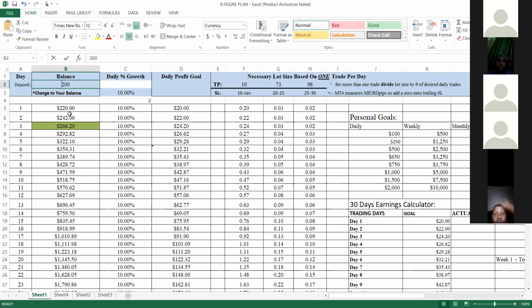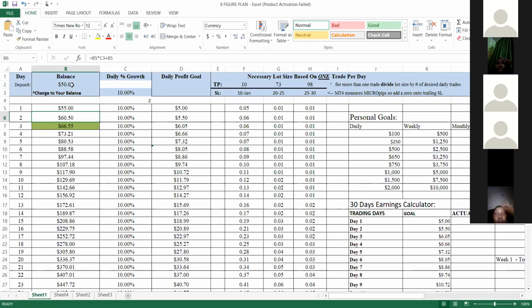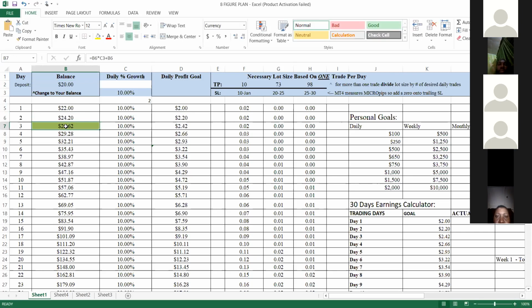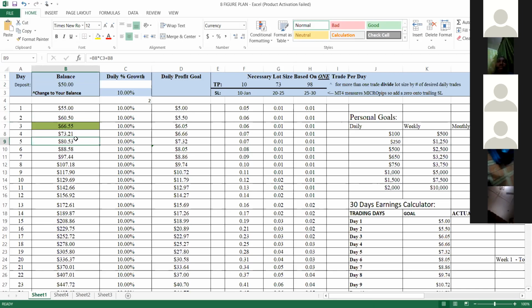I'm going to type 50 here. If you have less, you want to start with 30, type 30 here. If you want to start with 20, type your 20 here too. For 50, that's what we want to officially start with. So now this is our daily target. Day one, we're targeting $5 profits. Day two, 5.5. Day three, 6.0. Day four, 6.65 as our profit.